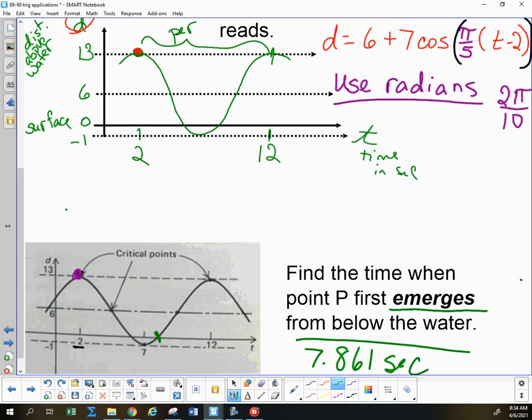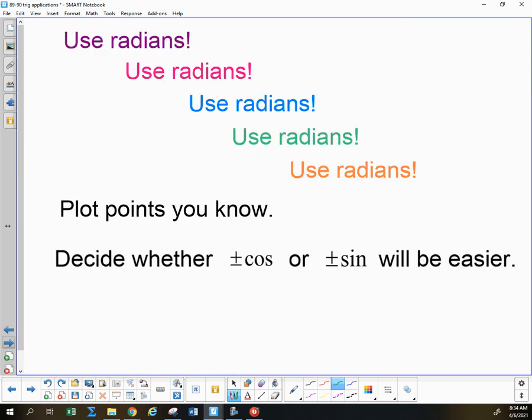All right, let's do 29 off of that problem set. Got up here as a reminder, use radians. If you didn't hear me, use radians. Whenever you do these problems, use radians for your period and as you're entering things on your calculator. You start off, you plot whatever points you know. It may be a max, it may be a center, it may be a min, it may be the y-intercept, intersect, whatever you know, plot. Draw in your sinusoid that goes through there, and decide based on what you know coordinates for, is it going to be easier to do it with plus or minus sine or cosine?